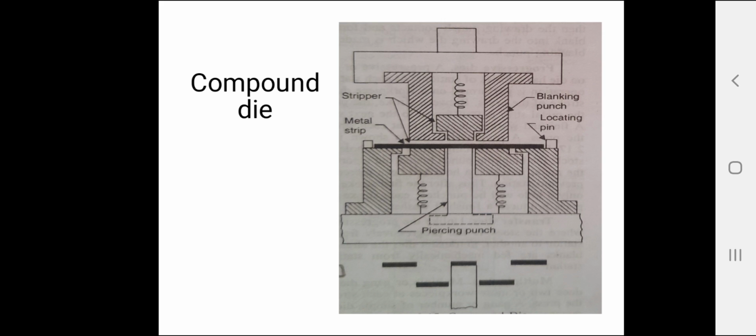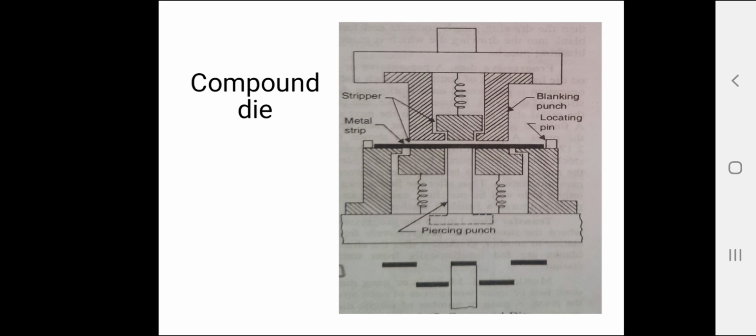The figure shows a simple compound die in which a washer is made by one stroke of the press. The washer is produced by simultaneous blanking and piercing operations. Compound dies are more accurate and economical in mass production as compared to single operation dies. Then the next is combination die. What is a combination die? Here in a combination die, more than one operation may be performed at one station.